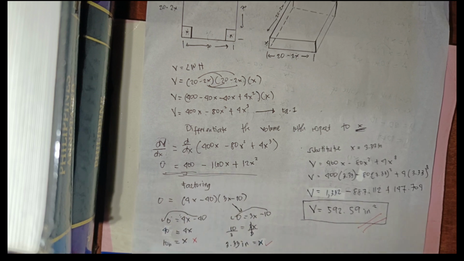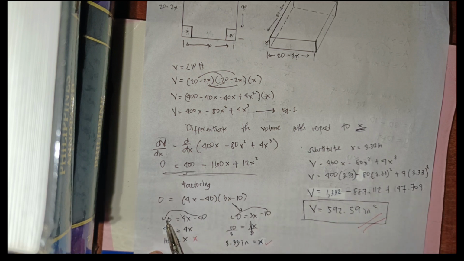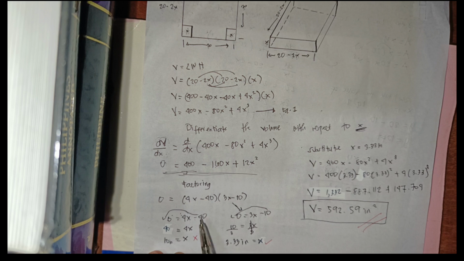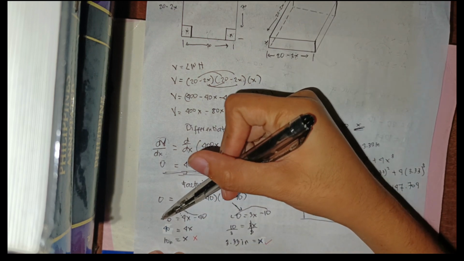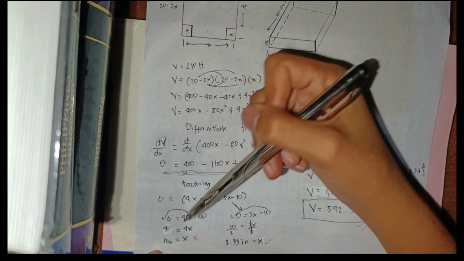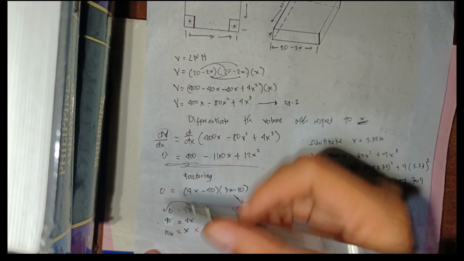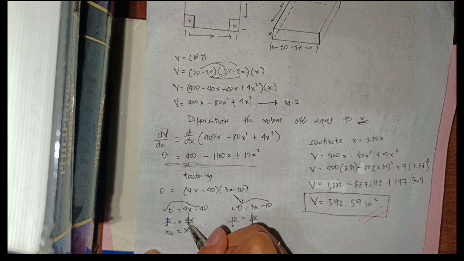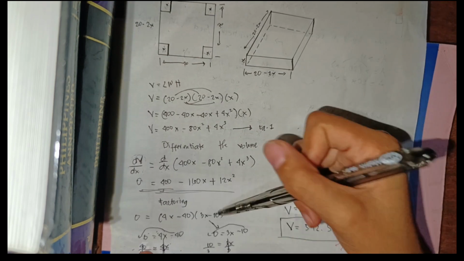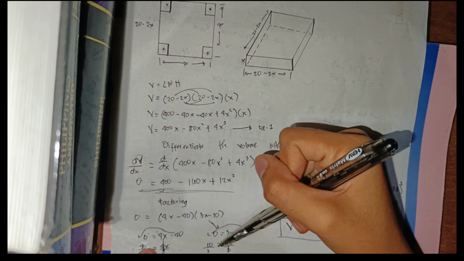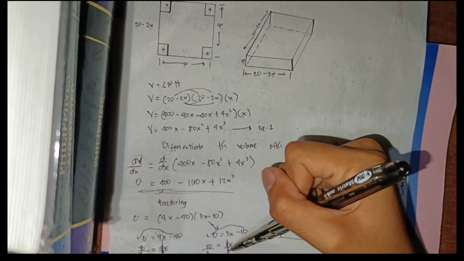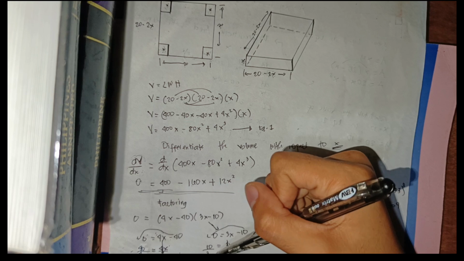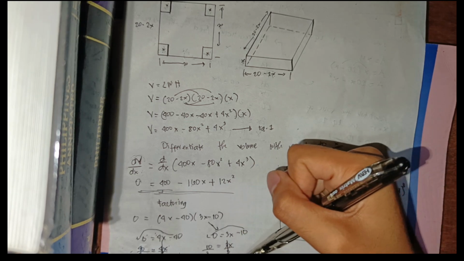To make it easier, let's solve them separately. So 0 is equal to 4x minus 40. Transpose 40 here: 40 minus 4x. Divide both sides by 4, so we cancel and leave x. And then 40 divided by 4 is 10, which is 10 inches. Similarly here, transpose 10. So 10 is equal to 3x. Divide both sides by 3. So we get 10 divided by 3, which is 3.33 inches.